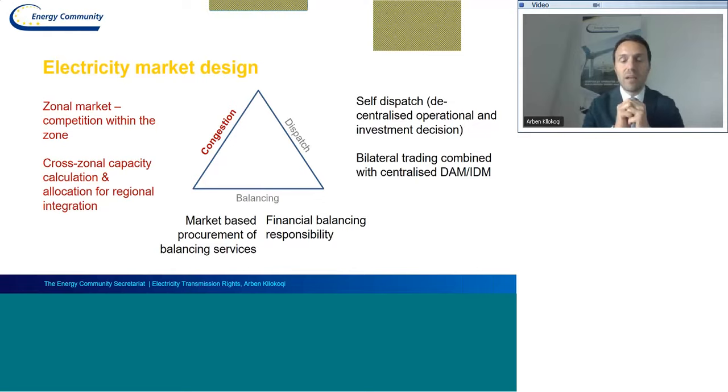The congestion management in most cases refers really to the zonal market and the way that capacity is allocated between these zones. So we are talking about the competition within one zone, and then a capacity that links this zone with another zone, and how this capacity is calculated and allocated. We will not look into the other areas such as dispatch and balancing.